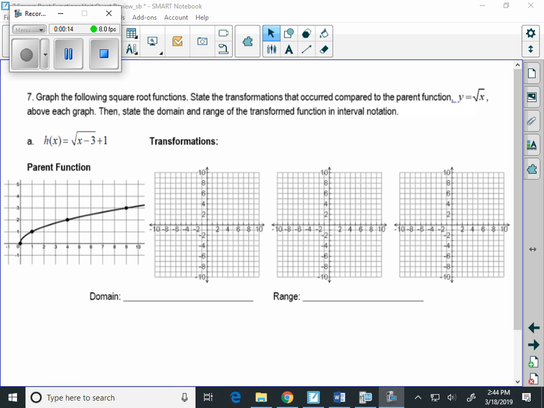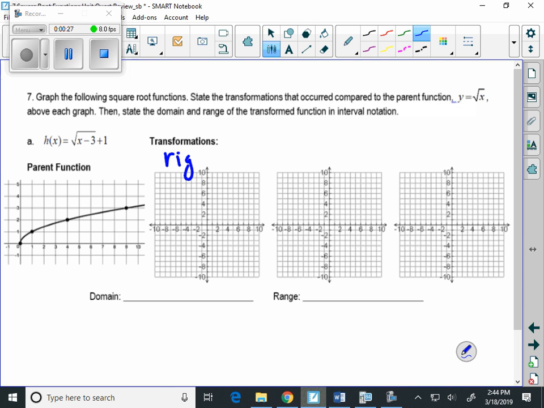So if we start and we take a look at this, what I first see, because we want to read the equation from left to right, is we have a minus 3 inside the function. And minus 3 inside the function means that we're going to move our graph right 3 spaces. So we've got the parent function right there beside us, so all that we need to do is move our parent function 3 spaces to the right.